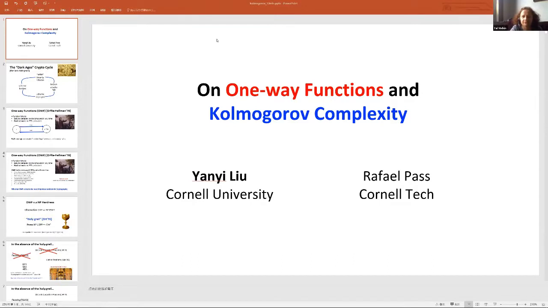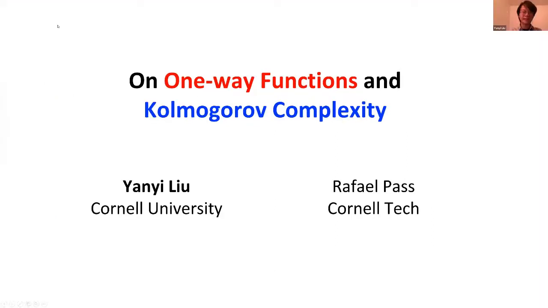Okay, good. So the next talk is on one-way functions and Kolmogorov complexity by Yanyi Liu and Rafael Pass. Go ahead. Thank you for introducing me. And today I will talk about my work on one-way functions and Kolmogorov complexity. This is a joint work with Professor Rafael Pass at Cornell Tech.